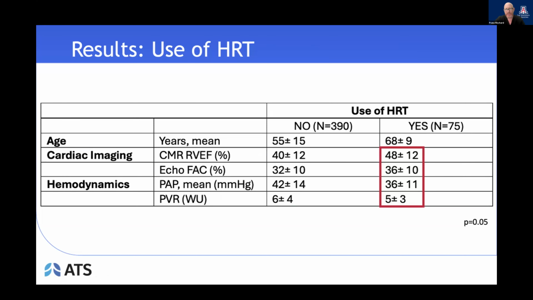With regard to HRT, of note, the patients who used HRT were older, with a mean age of 68 versus those who were not. However, as you may know, RV function in older patients is typically worse. In this case, cardiac imaging demonstrated an improvement in RV function as well as a reduction in PVR and mean pressure.